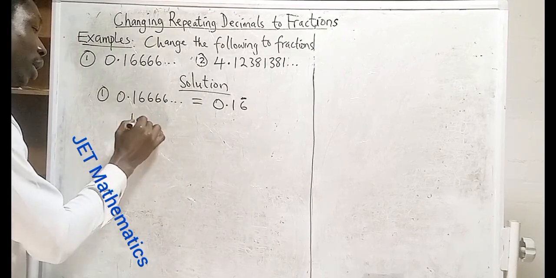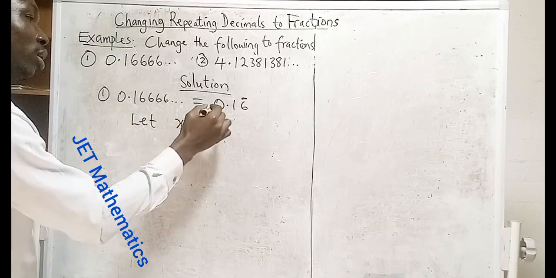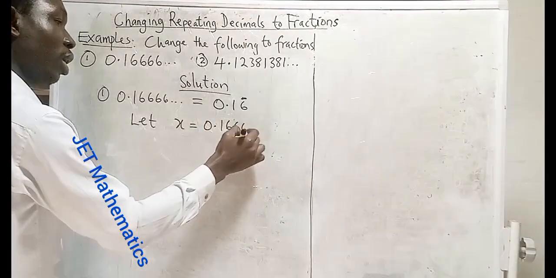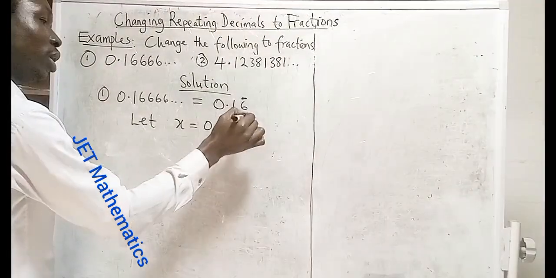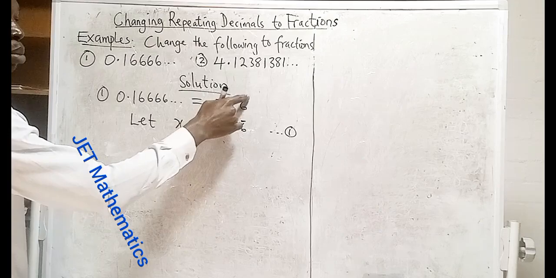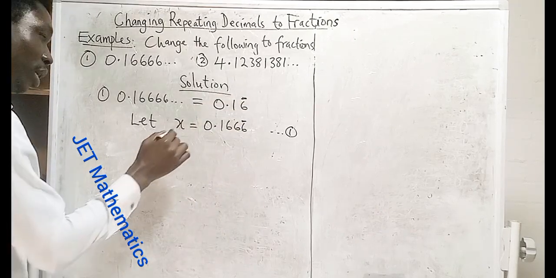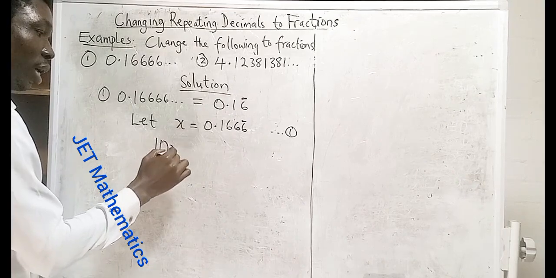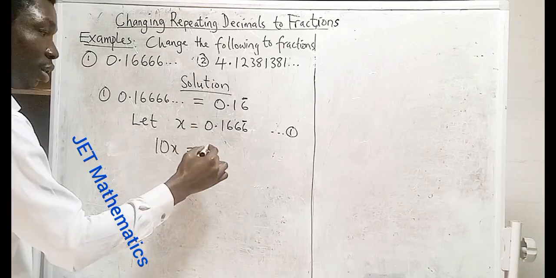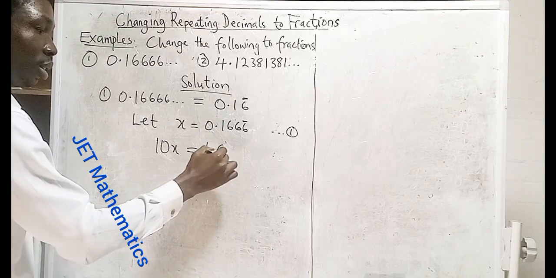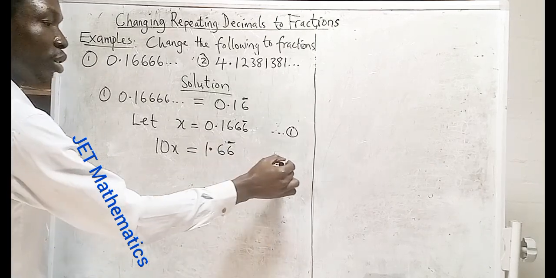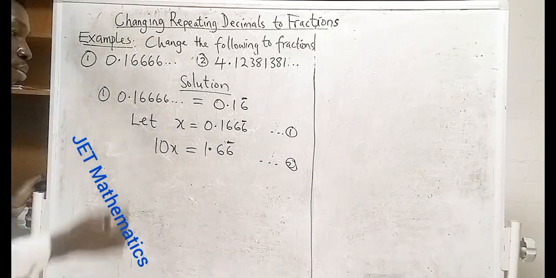So we say let x equal that value, 0.1666 and so on. Let me put a dash on the 6. We'll call this equation 1. Since it's just one decimal repeating itself, we multiply by 10. So 10x equals 10 times this, which gives us 1.66. We put our dash here and call this equation 2.